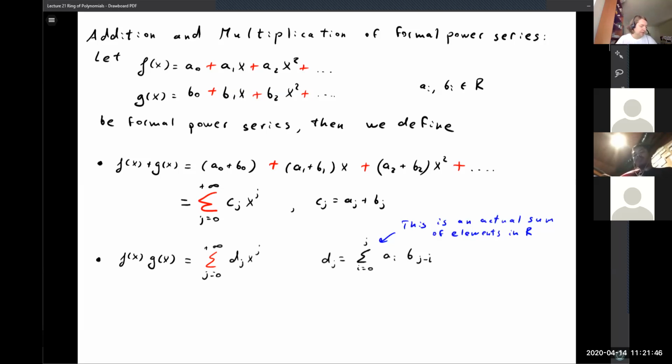Okay, and here comes the theorem. Here comes the theorem that formal power series actually form a ring with respect to these two binary operations. That will be our theorem 1.